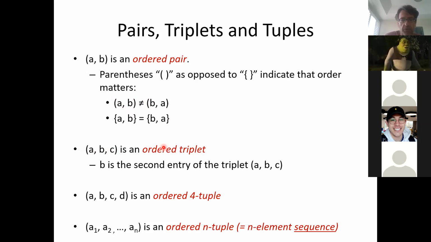A, B, C is an ordered triplet, right? And I can talk about the second, third, so-called element of the sequence. For sets, it makes no sense to say second element in a set, because a set is unordered. Or an ordered 4-tuple, or in general an ordered N-tuple, which is an N-element sequence.